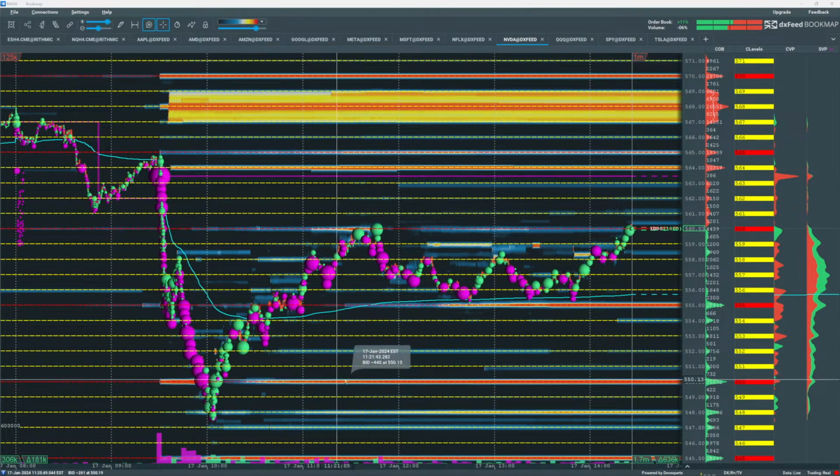And note the shift in order flow, very obvious here in NVIDIA. Aggressive sellers on the way down, shown by the magenta volume dots. Then aggressive buyers start to come in right at that put wall, and NVIDIA moves higher.